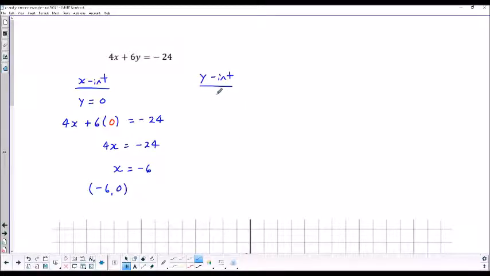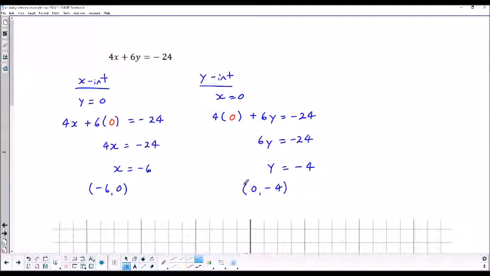And then for the y-intercept, I know that x equals 0 because every point along the y-axis has an x-coordinate of 0. And then I'll do the same thing here, substitute 0 in for x, and leave the rest of the equation as it is. So I end up getting 6y equals negative 24. Divide both sides by 6, so y equals negative 4. So then the ordered pair is 0, negative 4. There's 0 because x is 0 on the y-axis, and negative 4 because we just calculated that.